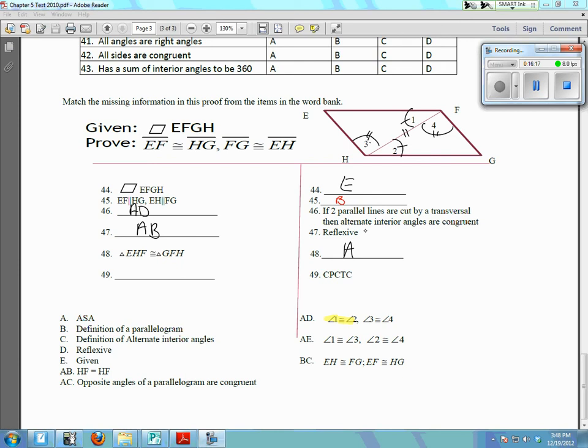And now if that's true, I know that the things I want to prove are congruent. This side here, E to H is congruent to F to G, and I know that E to F is congruent to H to G because they're corresponding parts of congruent triangles. So 49 is BC.